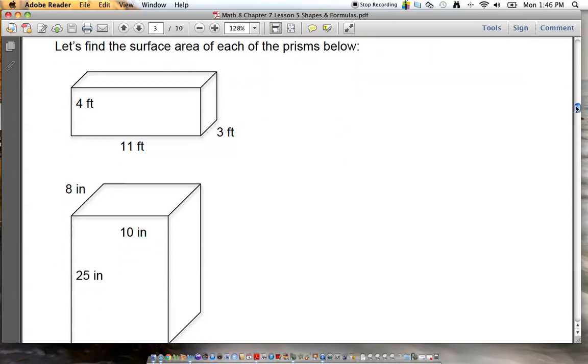So let's just do the volume for this very quickly. The volume of this figure would be what? Length times width times height. That's what the formula sheet just said. What's the length?